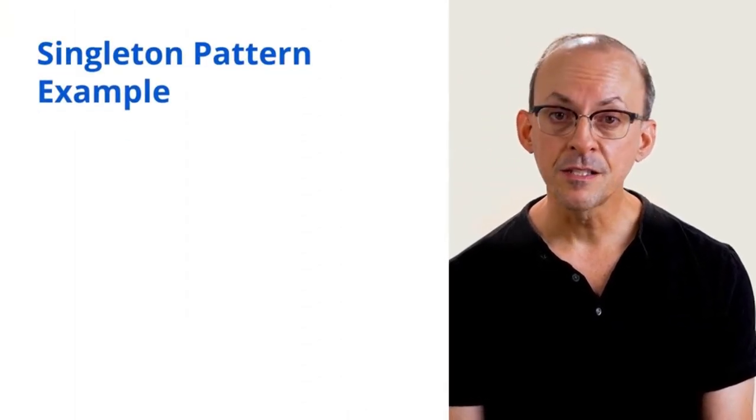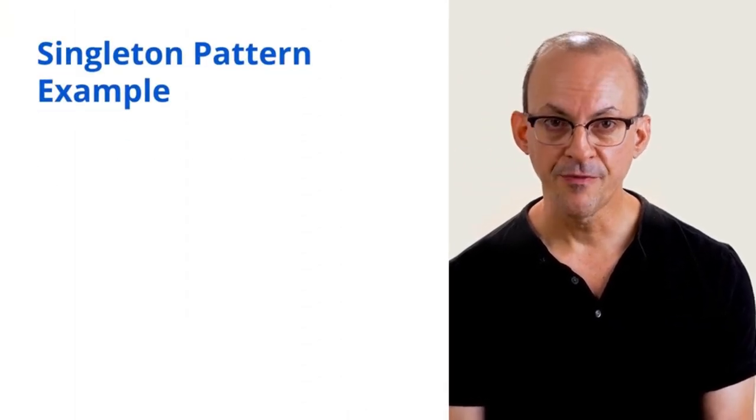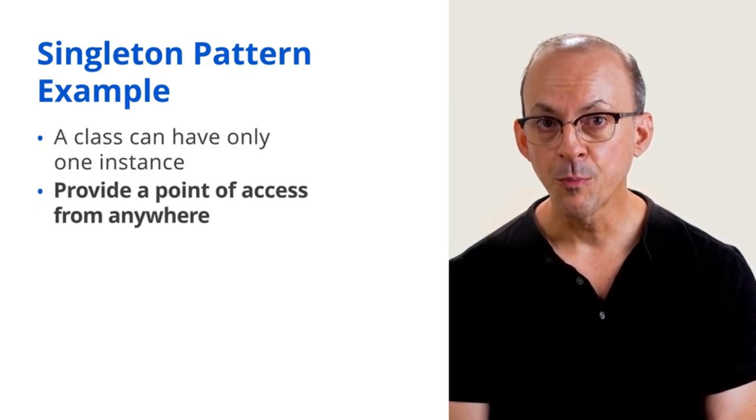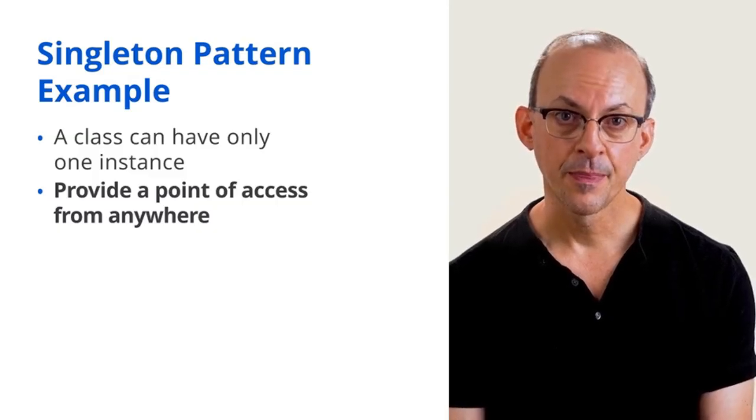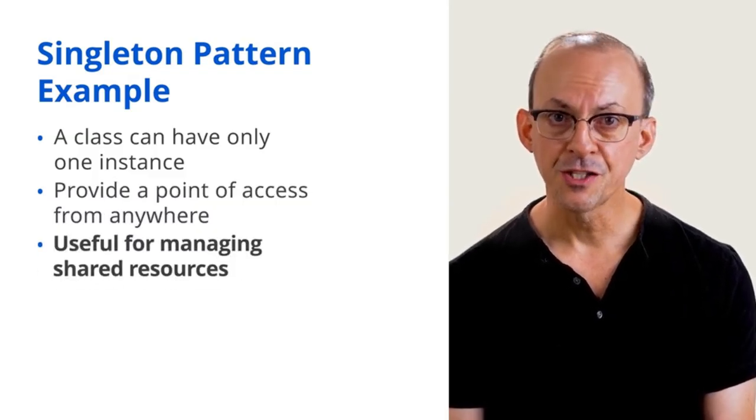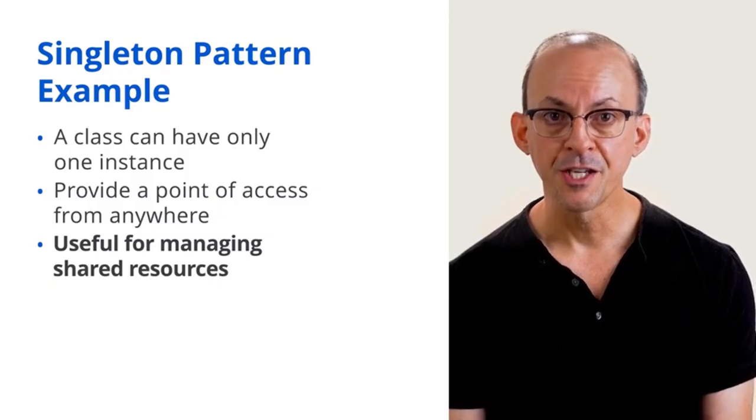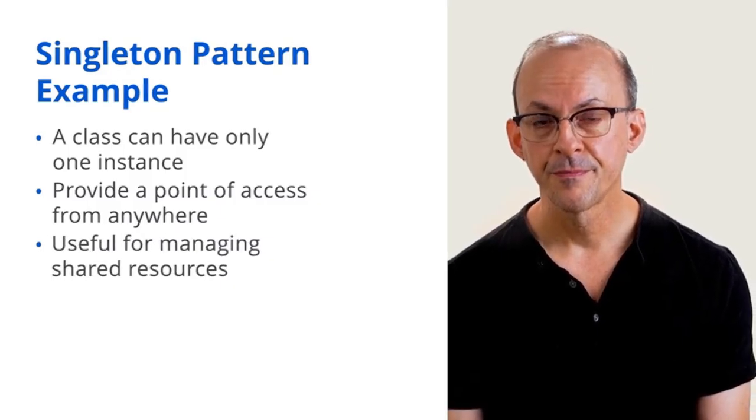Let's explore a simple example. The singleton pattern is a design pattern that specifies that a class can have only one instance and should provide a single point of access to it that is available from anywhere in the application. This is useful for managing shared resources like a configuration manager or a database connection.